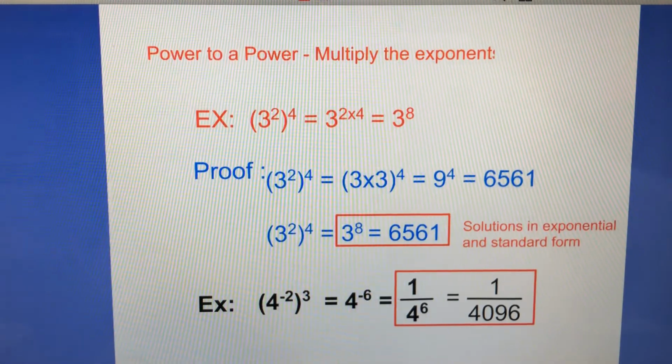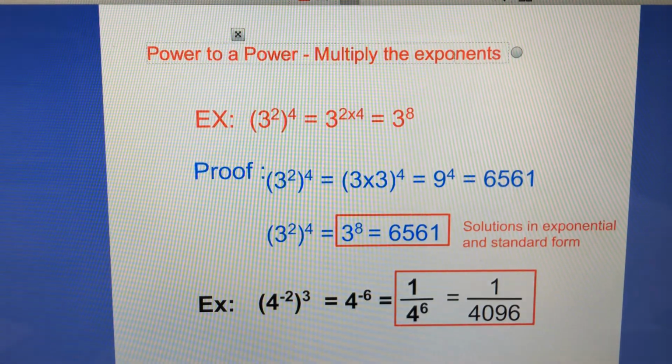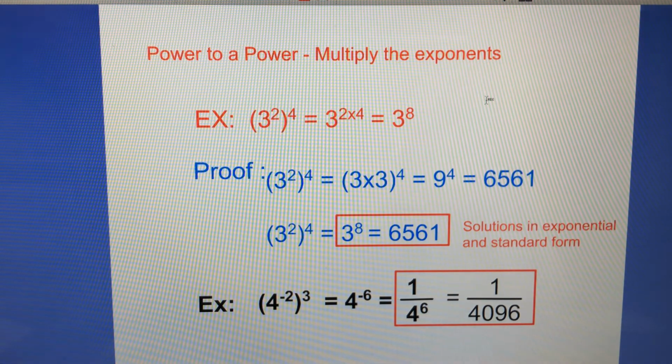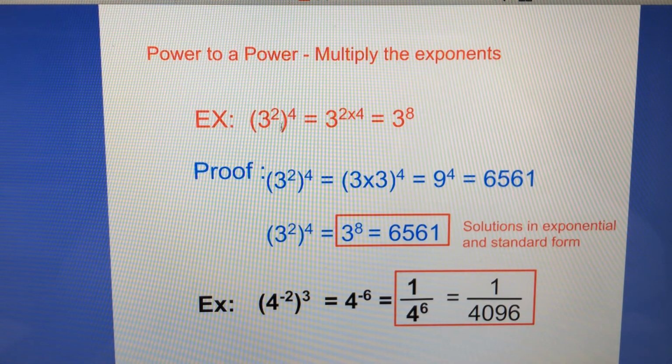What if I have power to a power? In this case, I'm going to multiply my exponents, which seems like, well, shouldn't I have been doing that already? But no, because multiplication told you to add them. Only in power to a power do you multiply the exponents. So I have 3 to the 2nd raised to the 4th. I feel like I'm playing a card game. 3 to the 2 times 4, 3 to the 8th power.